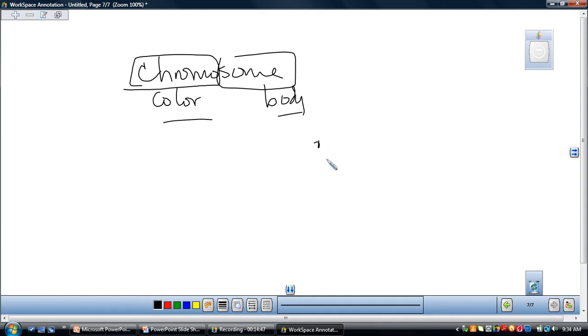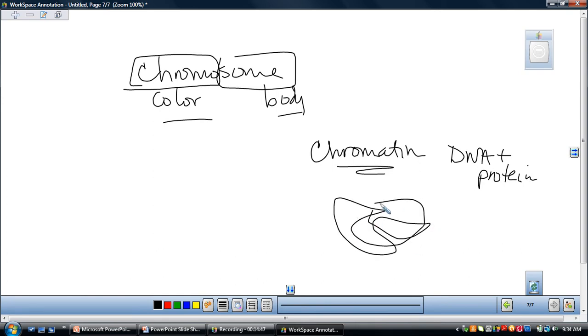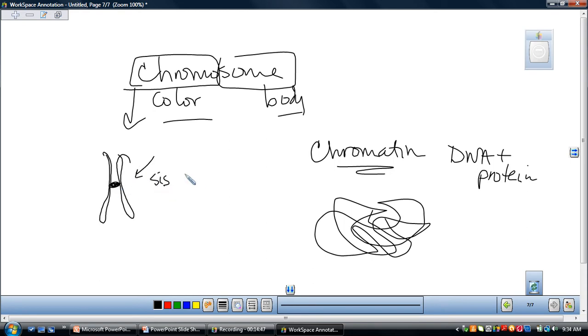Okay, so when I use the word chromatin, that's still referring to DNA plus protein, but it's loosely arranged like this, meaning that it's indistinguishable under the microscope. You can't see it as a chromosome. Under the microscope, a chromosome is seen like this if it's by itself, or if it's in its sister chromatid pair, it's seen attached together like that. So we're going to be using a lot of different terms that refer to the DNA, the genetic material inside the cell.